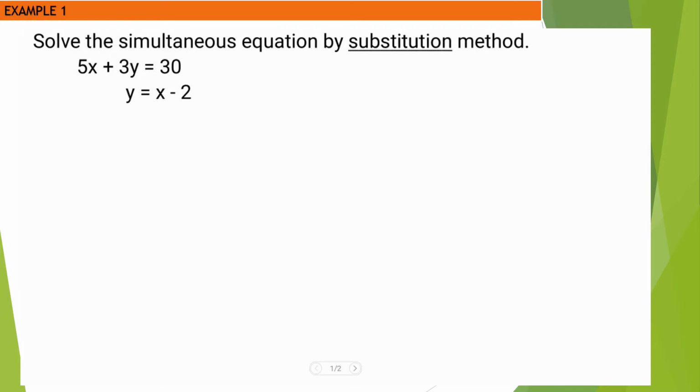In this example, we are going to practice solving simultaneous equations by substitution method. To substitute means taking from one equation and putting it into the other one. We have in equation 1, 5x plus 3y equals 30. Second equation is y equals x minus 2. In the second one, we see y is x minus 2. So we know what y is from equation 2.